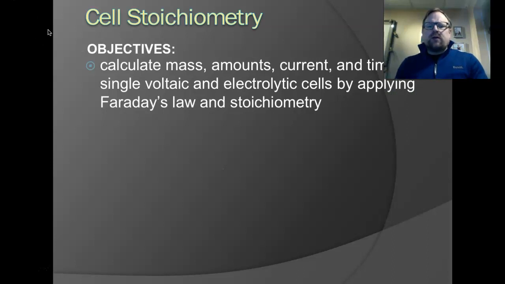So our objective for this concept, B10, is to learn how to calculate mass, amounts, current, and time in single voltaic and electrolytic cells by applying Faraday's law and stoichiometry. I've got a few things to introduce to you. We've already done lots of stoichiometry, and you've done some already earlier in this unit, so that shouldn't be too bad, and everybody seems to be doing fine with that. Really we're going to introduce Faraday's law and start to tie in amounts, things like current and time that we haven't really worked with yet.